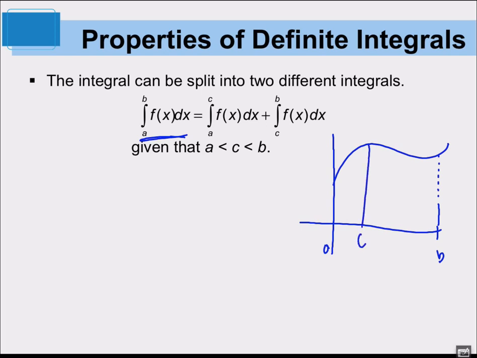A to C is the area of this region. C to B is the area of that region. And so just add the two puppies up and you get the integral that you're looking for. However, you need to be sure that C is between A and B, otherwise everything gets all kind of craziness.